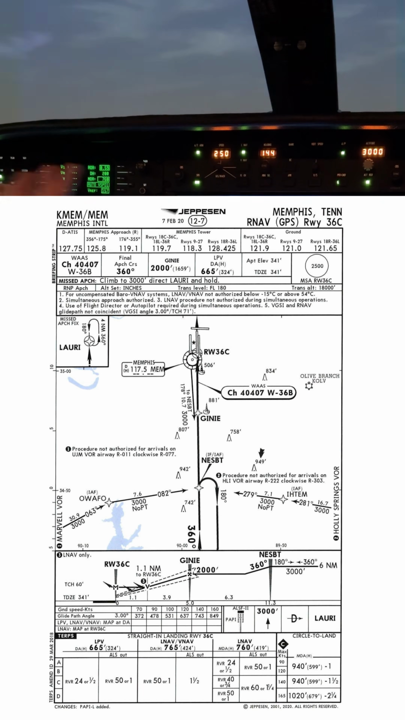Final approach course, we don't need to set anything here. It's 360. We're going to be crossing 2000 at Ginny, and it says LPV 665 is the minimum. Well, we're not doing the LPV. We're only going to be doing the LNAV, and the LNAV minimum is 760.